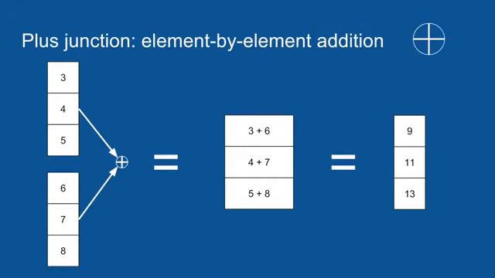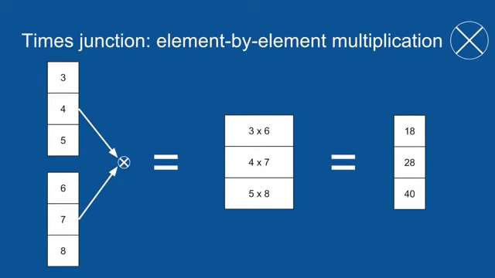So the cross in a circle is element by element addition. The way it works is you start with two vectors of equal size, and you go down each one. You add the first element of one vector to the first element of another vector, and then the total goes into the first element of the output vector. So 3 plus 6 equals 9. And then you go to the next element. 4 plus 7 equals 11. And so your output vector is the same size as each of your input vectors. Just a list of numbers, same length, but it's the sum, element by element, of the two.